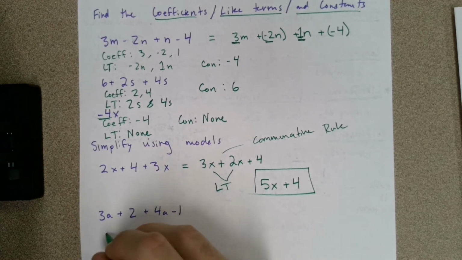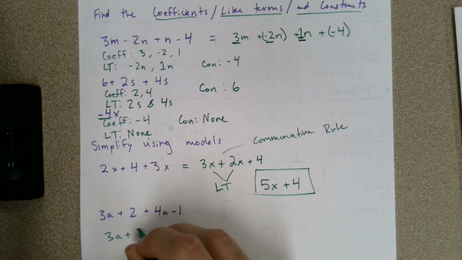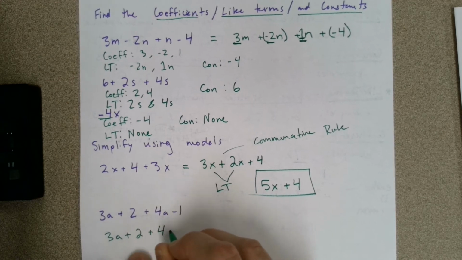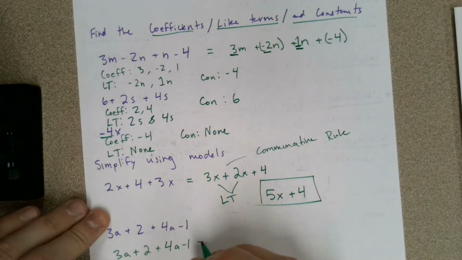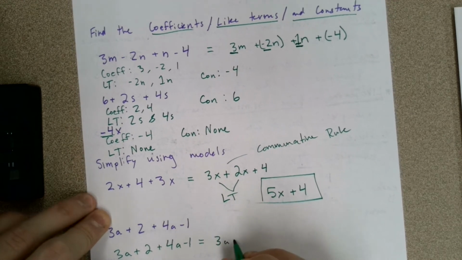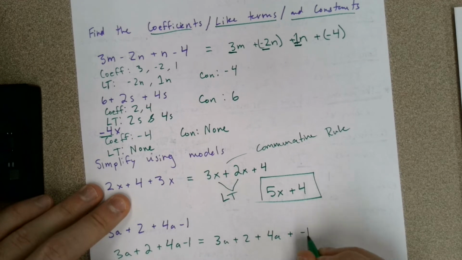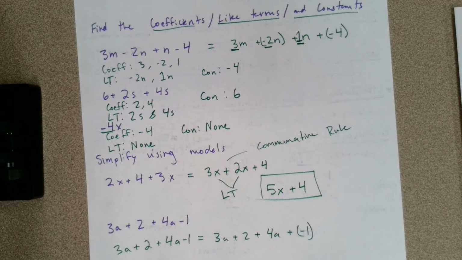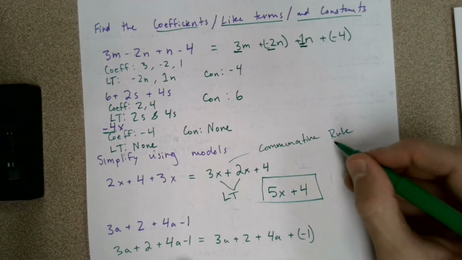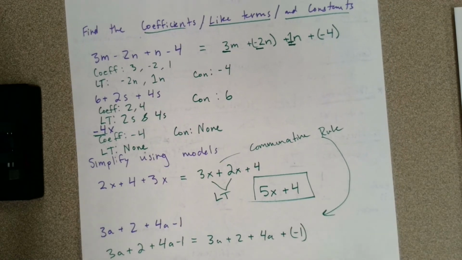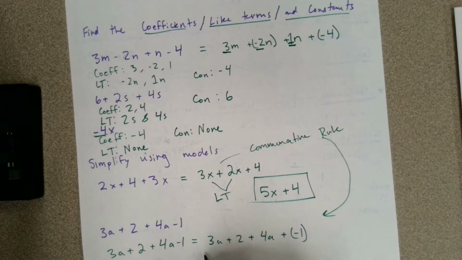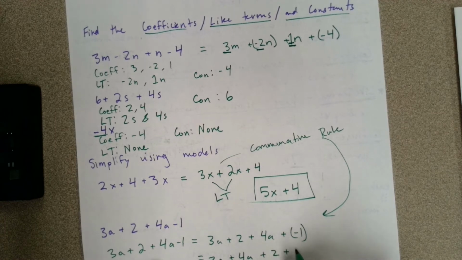Look at the next one. We got 3a plus 2 plus 4a minus 1. I'm going to start by rewriting as 3a plus 2 plus 4a plus negative 1, adding that opposite. From there, I'm going to move on to my commutative rule. I'm going to rearrange this how I want to. I'm going to rewrite this as 3a plus 4a plus 2 plus negative 1.